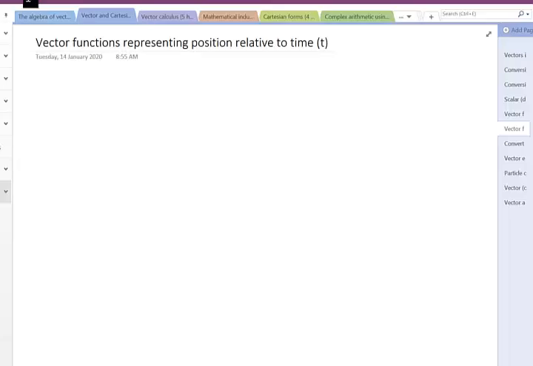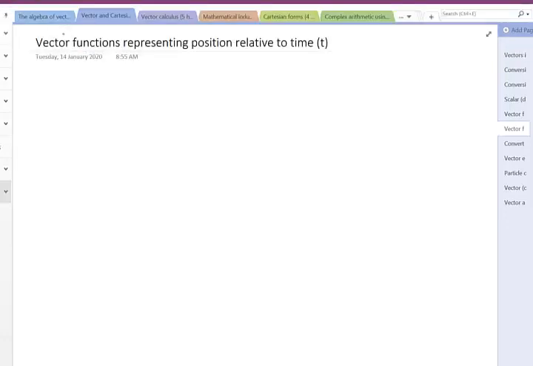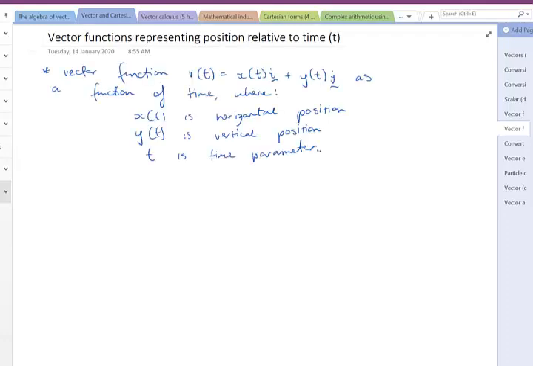In this lesson, we're looking at vector functions representing position relative to time. So essentially, we're applying vector functions to act as functions that track position over time. Really what this breaks down to is that the function r is x(t) i plus y(t) j, where x(t) is the horizontal position, y(t) is the vertical position, and t is a time parameter, so it could be seconds, minutes, depending on the scenario.